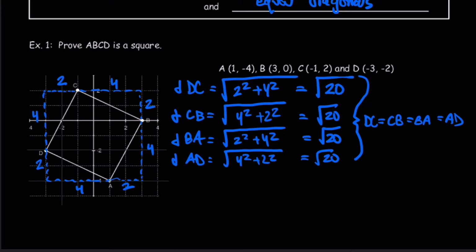So now what we need to do is find the length of the diagonals. So one diagonal will be CA. And this is where it gets a little bit more challenging because it really helps if you have a straight edge. What you want to do is connect CA.